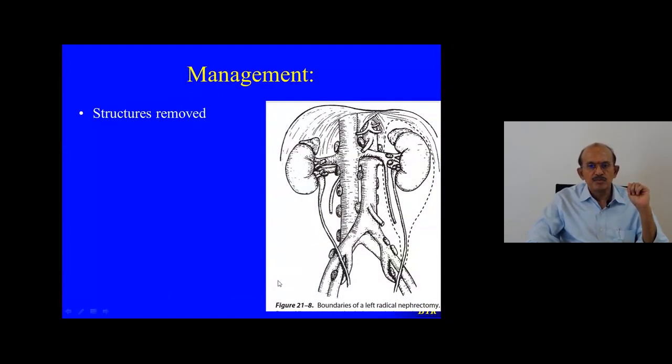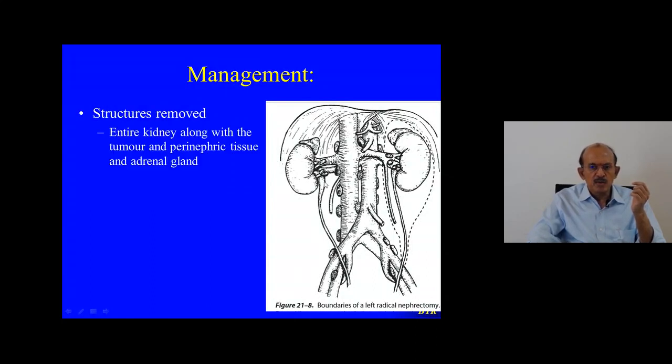Structures removed. So these are the kidneys and these are the hilar lymph nodes, the renal hilum. These are the para-aortic lymph nodes. So lymph nodes are situated in front of the aorta, around the celiac artery, superior mesenteric artery and inferior mesenteric artery; they are called the pre-aortic nodes. There are lymph nodes situated by the lateral sides of the aorta. They are called the para-aortic. So the para-aortic lymph nodes and renal hilum, they are the draining lymph nodes of the kidneys.